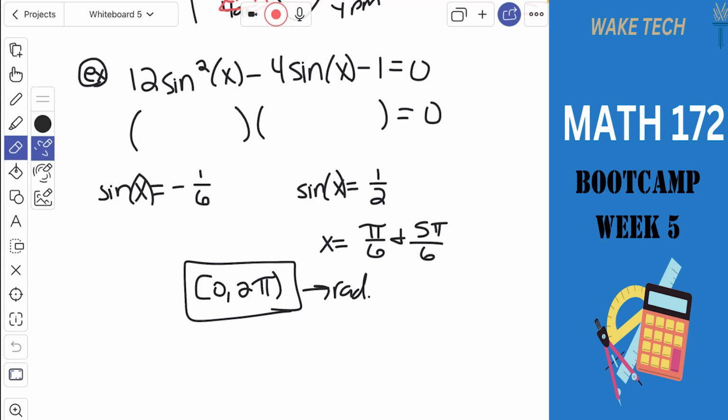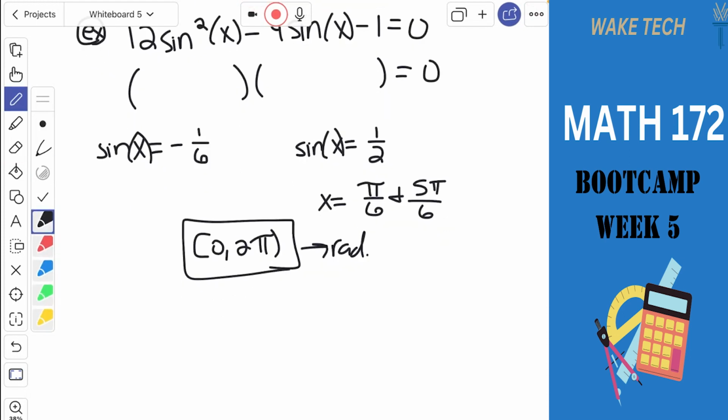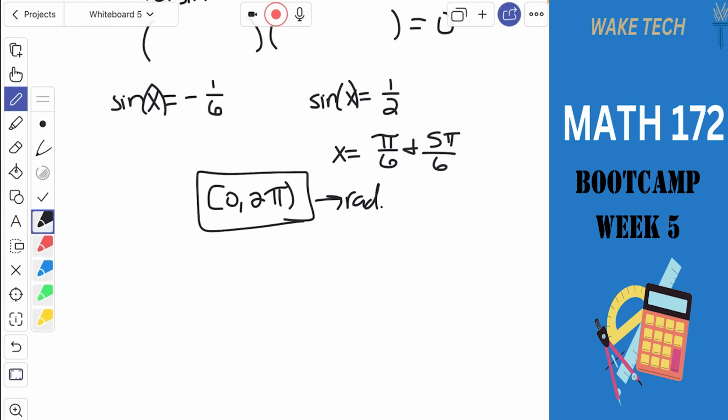So let's talk about it. You said sine x equals negative 1/6 doesn't exist, but it does exist. It's not on the unit circle. It's not one of the special angles, but it exists. So for sine x equals negative 1/6, in which two quadrants is sine negative? Can you tell me that?